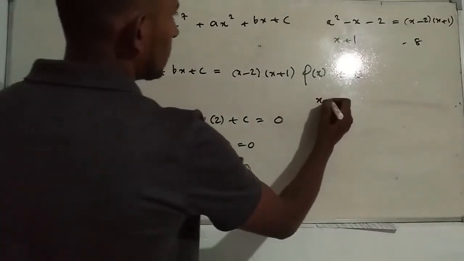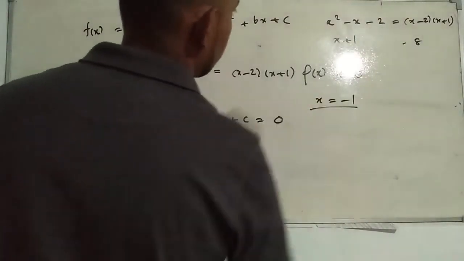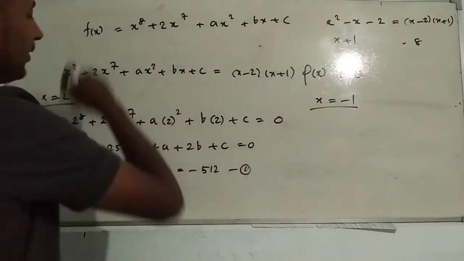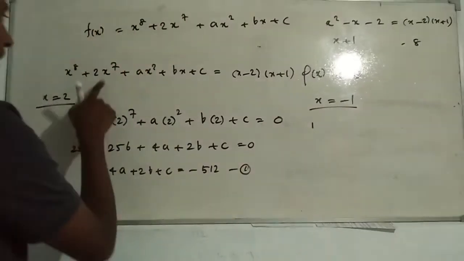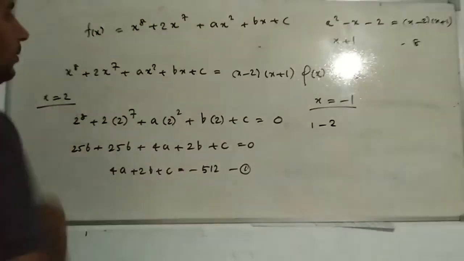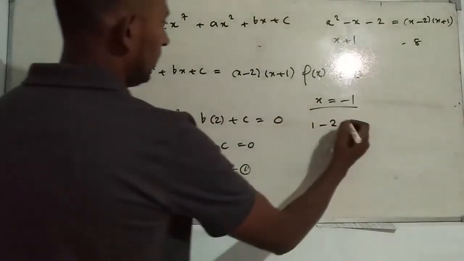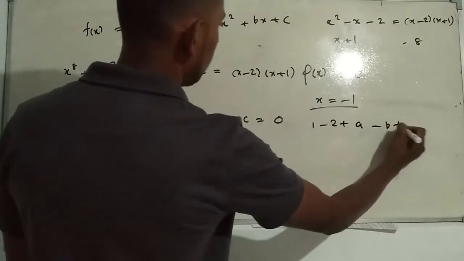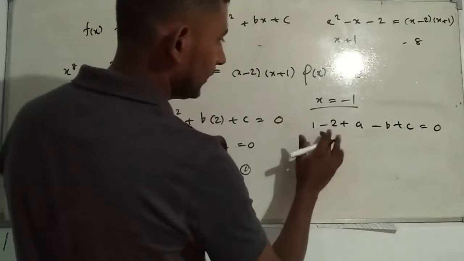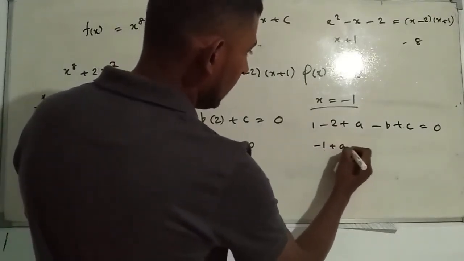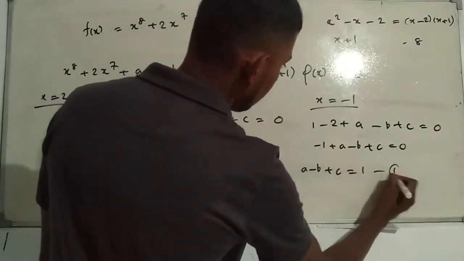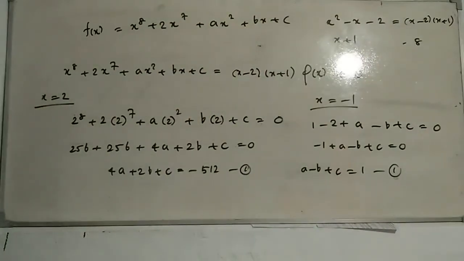Again I put x equal to minus 1. What happened when we put x equal to minus 1? Here minus 1 to the power 8, that means plus 1. Here 2 times minus 1 to the power 7, that means minus 2. Here minus 1 squared, that means plus a, here minus b plus c is equal to again 0, right? So again I can write minus 1 plus a minus b plus c is equal to 0, so a minus b plus c is equal to 1. This is my second equation, right?